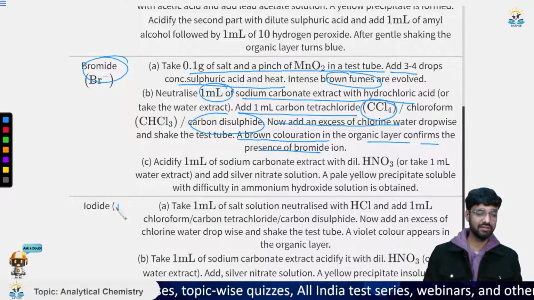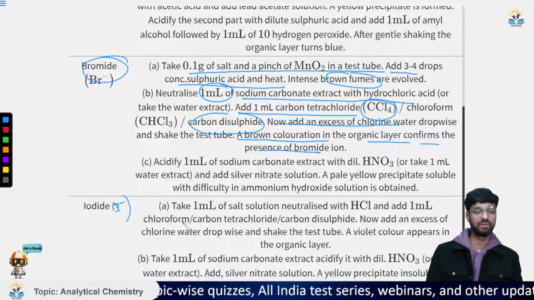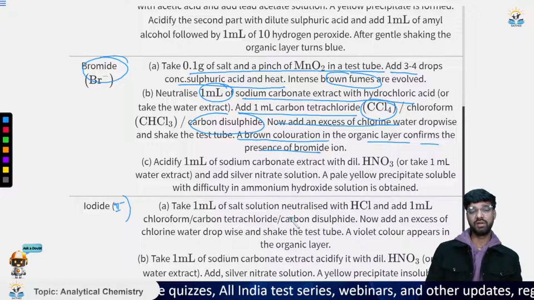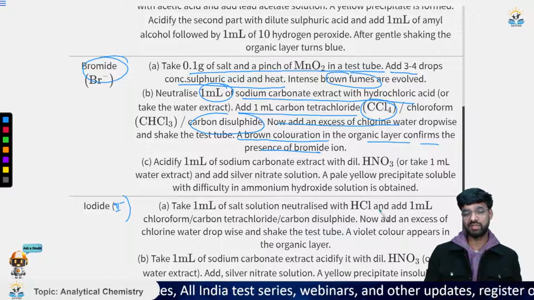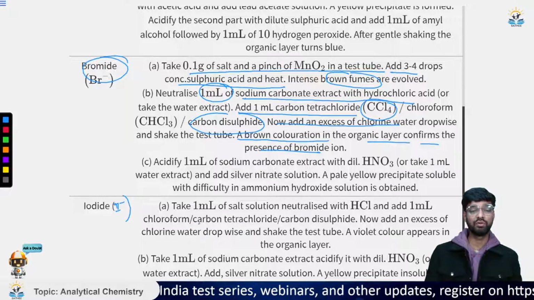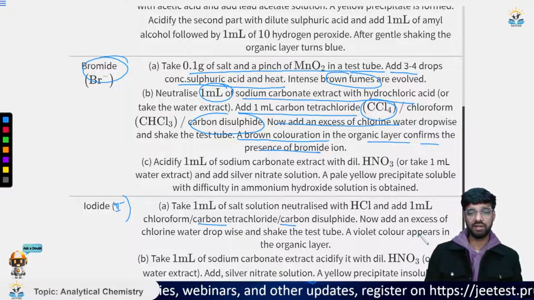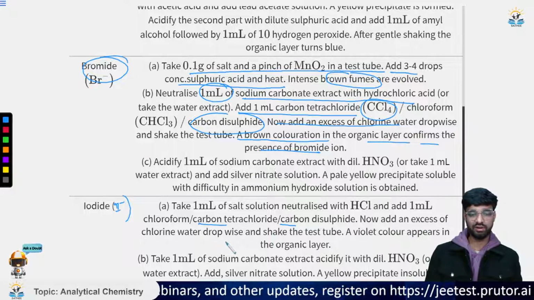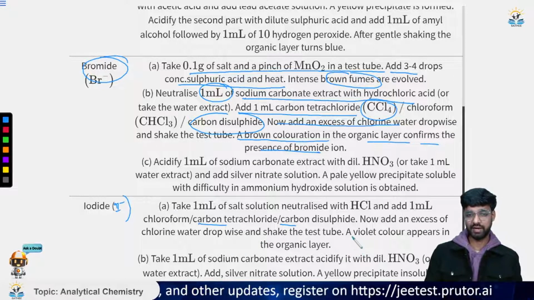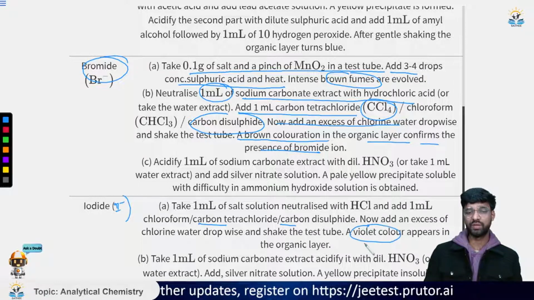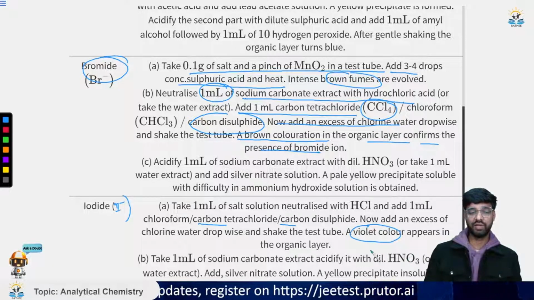Next, for iodide ion, that is I minus, what do we take? We take 1 ml of the salt solution neutralized with HCl and add 1 ml of chloroform, carbon tetrachloride or carbon disulfide. Now add excess chlorine water dropwise and shake the tube, and upon shaking the tube we get a violet color which appears in the organic layer.